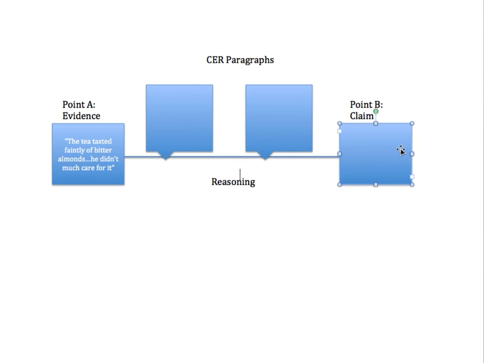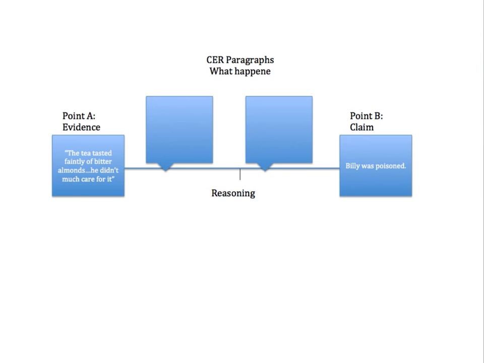Okay, and so this quote here led me to the claim that Billy was poisoned. Because remember, our question was, what happened to Billy? So I noticed over here that the tea tasted faintly of bitter almonds, and that led me to believe that my answer to the question was Billy was poisoned. Okay?